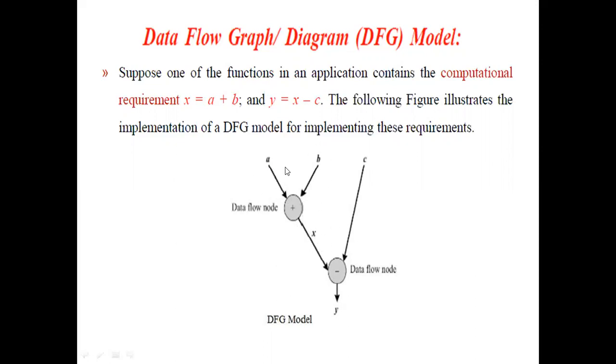Next, y equals x minus c, which we need to get. The operand is minus, and c we take from here with an inward arrow, and we get y. So y equals x minus c. This is what the data flow graph is about. I think you guys have understood.